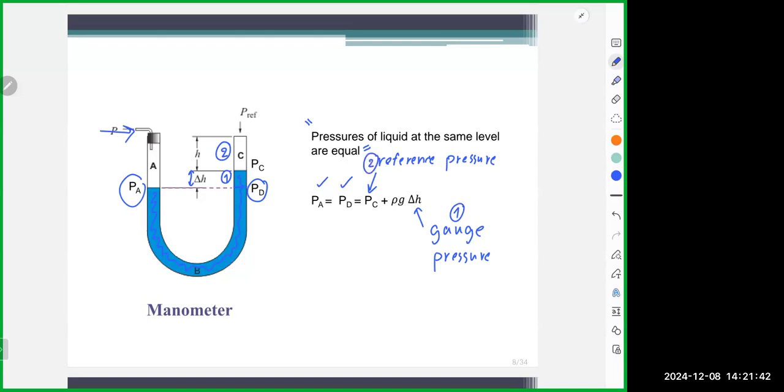So the reference pressure can be calibrated, so we know exactly what it is. And then you just calculate the height difference, delta H, here. You can find the density of this liquid, and you know g is around 9.8 meters per second squared. Then, if you would like to know the pressure outside, you can calculate it from this equation. That is it.